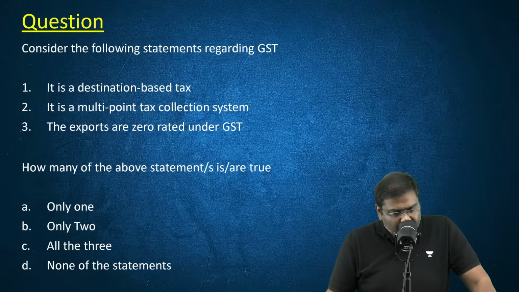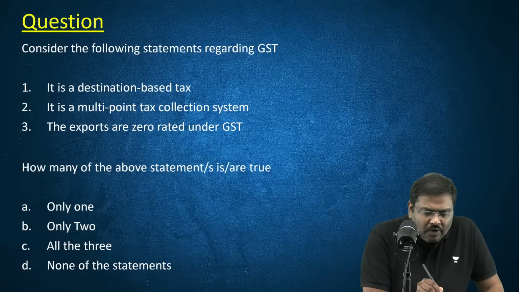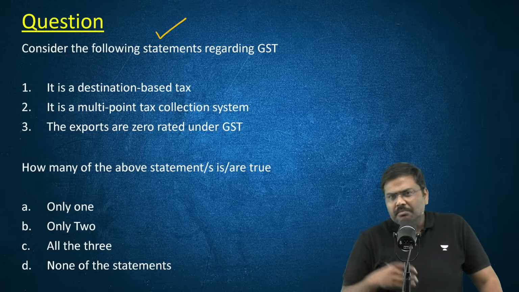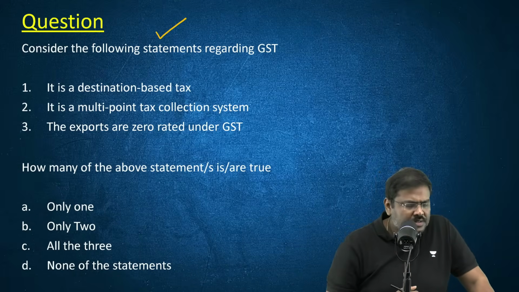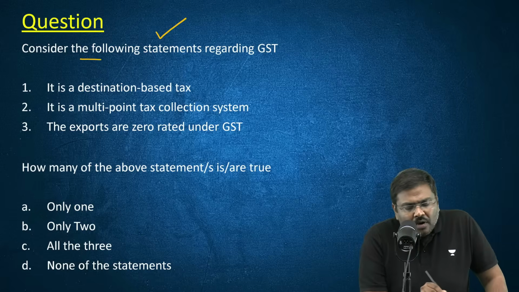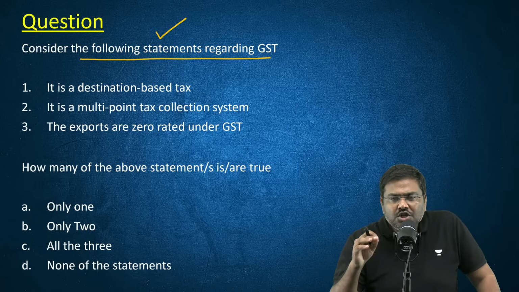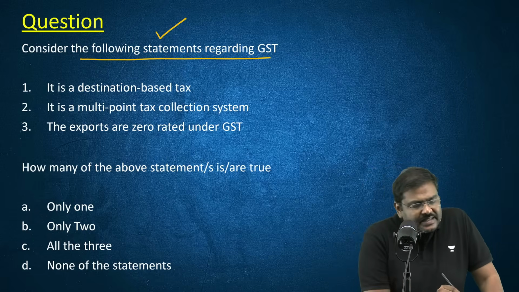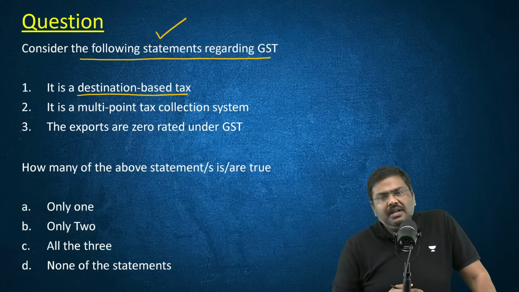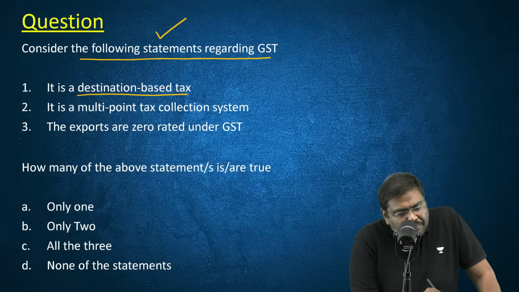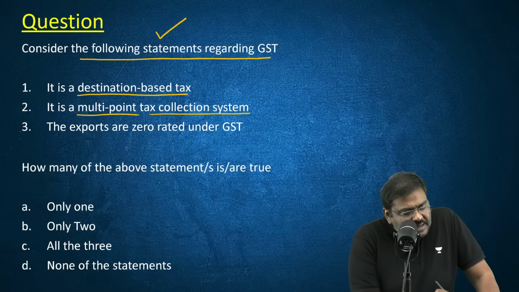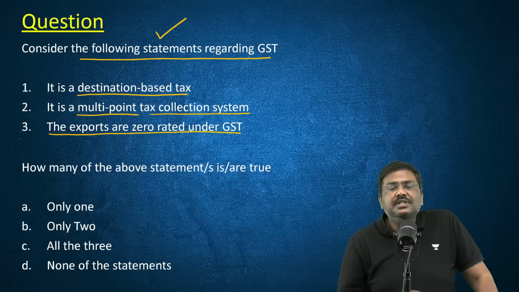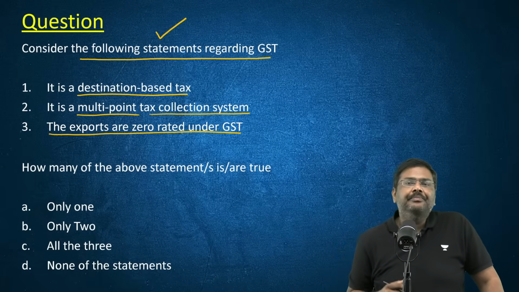Everybody is okay? Now, listen to me very carefully. But before that, let's solve one more MCQ. Before I tell you what were the problems with the GST model, let's solve this. Consider the following statements regarding GST. It is a destination based taxation. It is a multi point tax collection system. It is basically the system where the exports are zero rated.